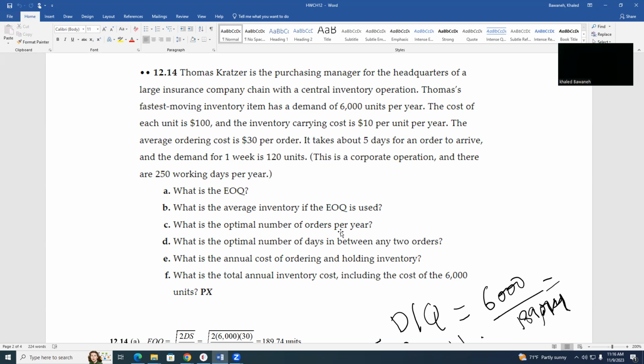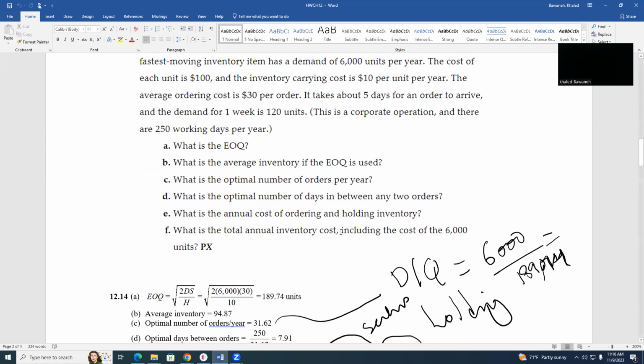It takes 5 days for an order to arrive, so this is the lead time, right? And the demand for 1 week is 100 units. We are working 250 days a year. Okay. So the first question, what is the EOQ?